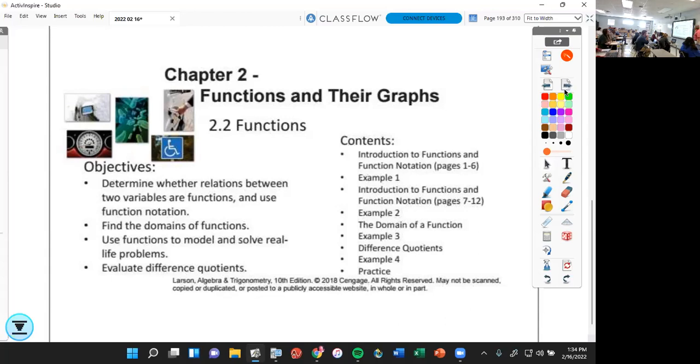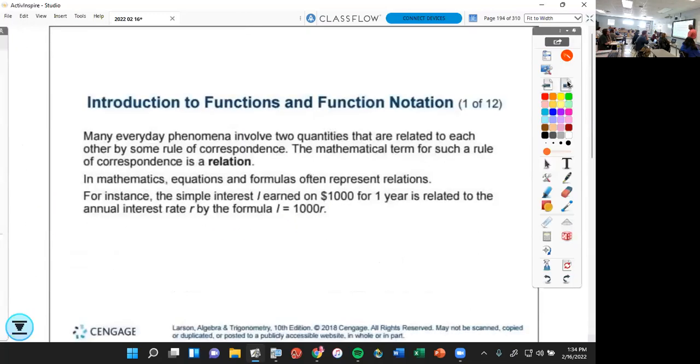Do what? I think there'd be multiple y's of the same number. Now, easy stuff today. Many everyday phenomena involve two quantities that are related to each other by some rule or correspondence. The mathematical term for such a correspondence is a relation. In math, equations and formulas represent relations. An example of a relation is the formula for simple interest.